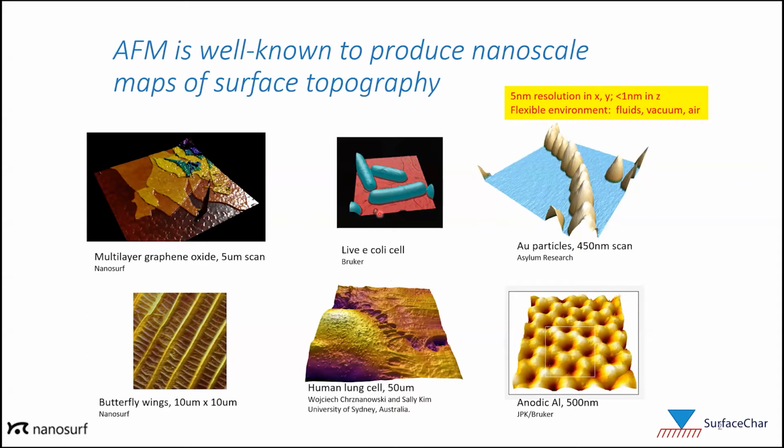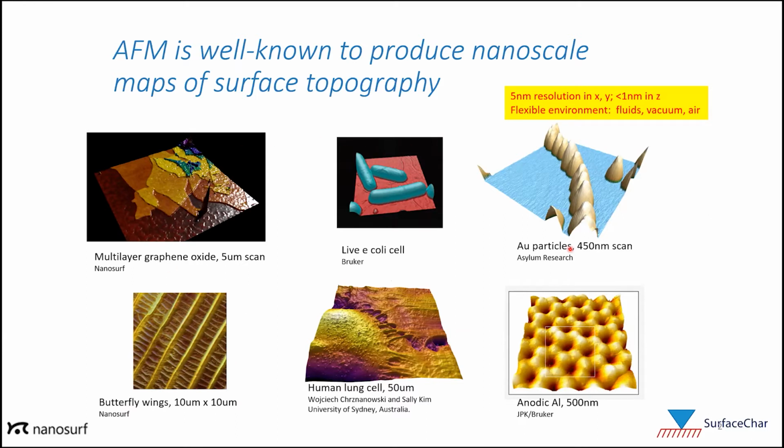Here I have a couple of images of using AFM to map the topography of biological species, something that it's uniquely capable of doing in terms of imaging these in physiological conditions. So this is an image of a live E. coli cell, and this is an image of a human lung cell. Here are a couple more high resolution images. So this is a 450 nanometer by 450 nanometer image of gold particles. You can see the individual particles. And here's a 500 nanometer by 500 nanometer image of anodic aluminum, also a high resolution image. And then the final image I like to show is a very pretty image of butterfly wings, showing the very unique periodic structure found in these wings.